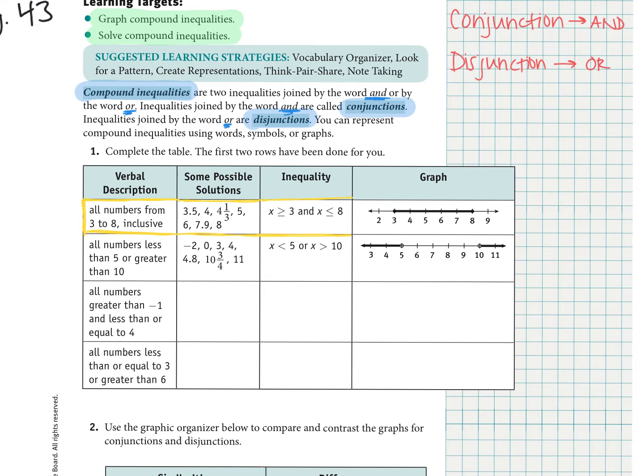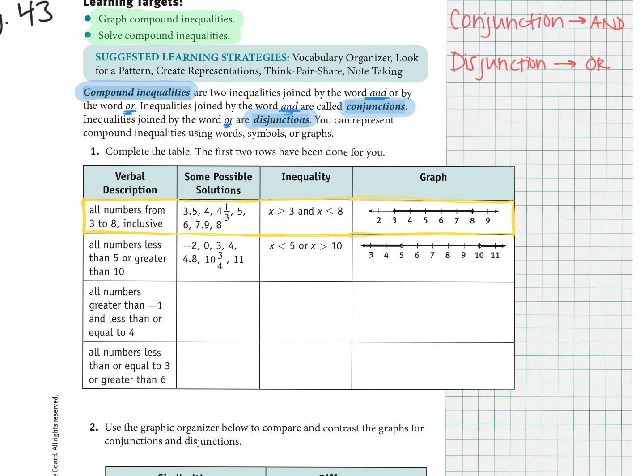So now looking at our graph in the last part of our row, we can see that we're not shading where the arrows are. We're not continuing on into infinity in one direction or the other. We're looking at all the numbers between 3 and 8, and that's why there's a closed circle on each of them. So here's what you're going to do.